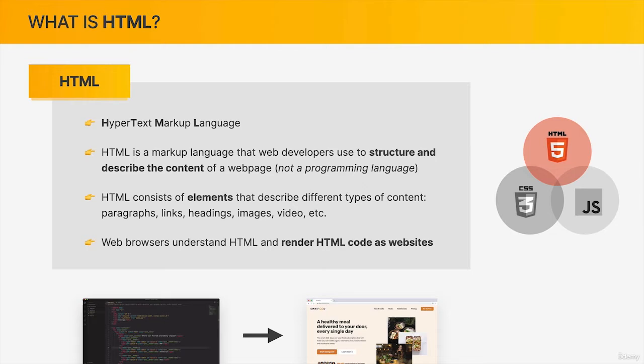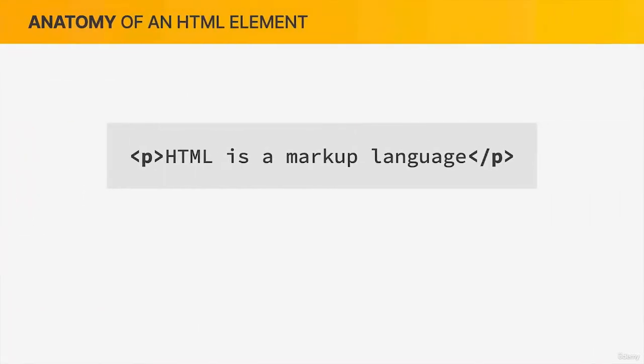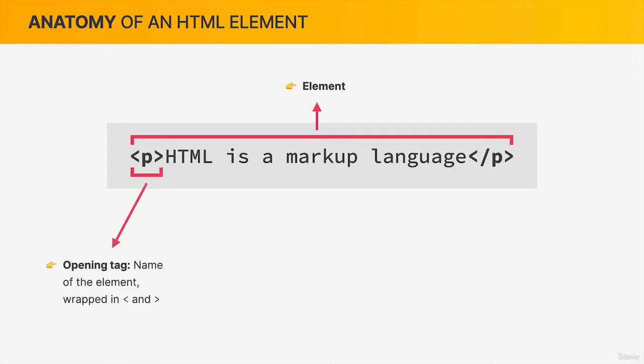But now let's zoom in a little bit and take a look at the anatomy of an HTML element. So basically, take a look at the building blocks of each HTML element. And again, we are looking at the paragraph element here, as you can see by the P. And all of this here is actually the element itself. Now, an HTML element is usually made up of three parts. First is the opening tag, which is the name of the element. So in this case, it's the P, wrapped in the less than and the greater than symbols.